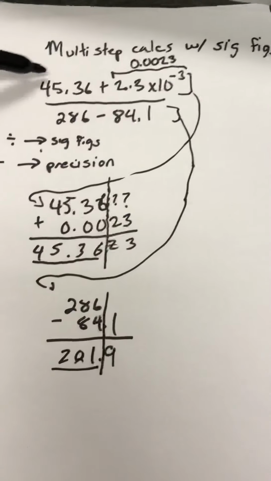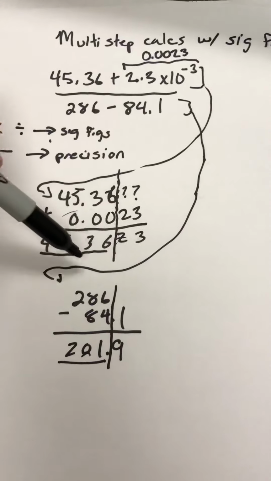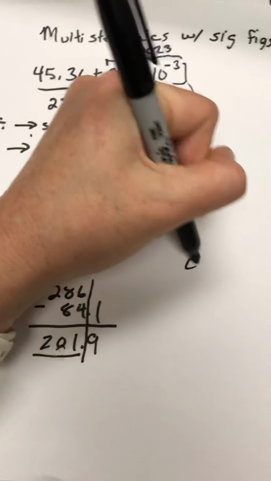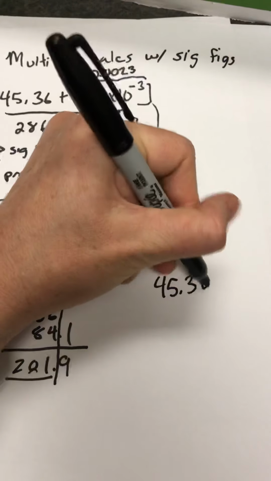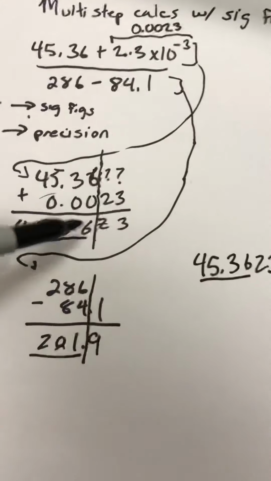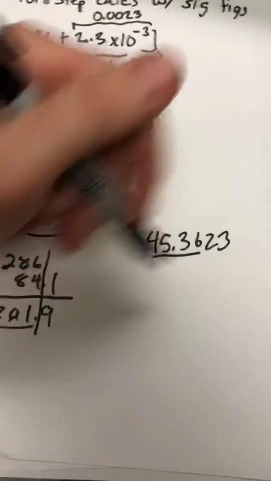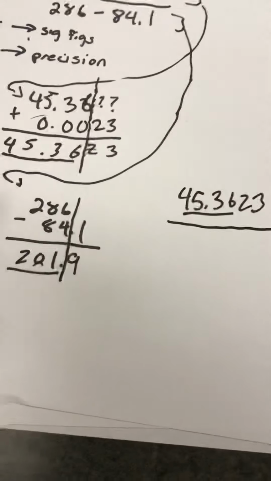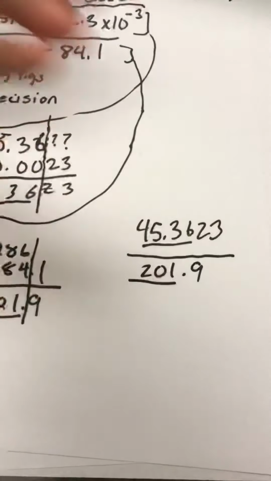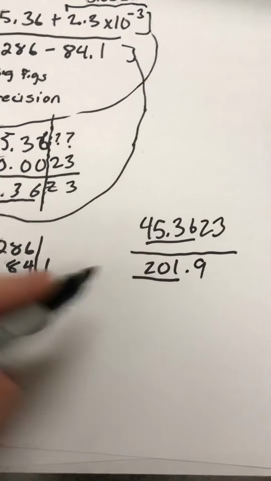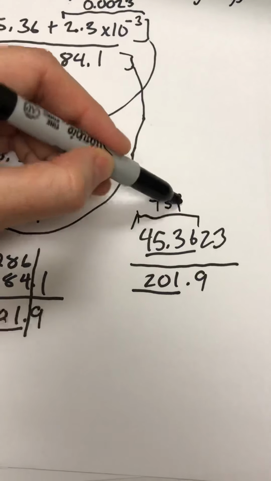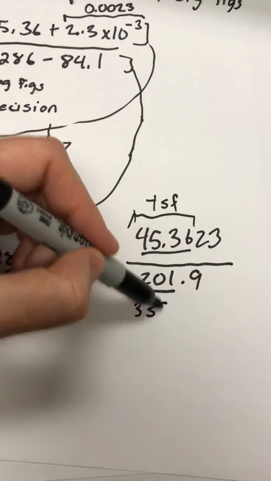Now we can go back to the original problem. Remember, we were taking this number divided by this number. So let's go ahead and do that. We have 45.3623, but we should keep in mind that we only know to the hundredths place in this one. Now we'll divide that number by 201.9, keeping in mind we only know to the ones place. In other words, only 4 of these numbers are significant, and 3 of these are significant.